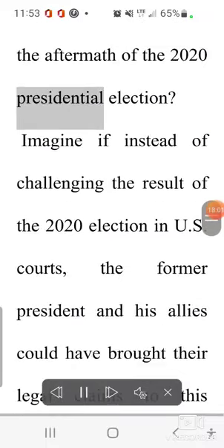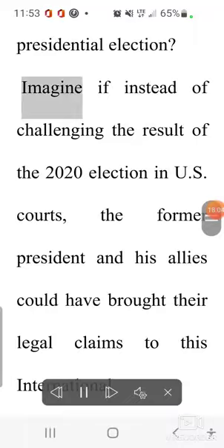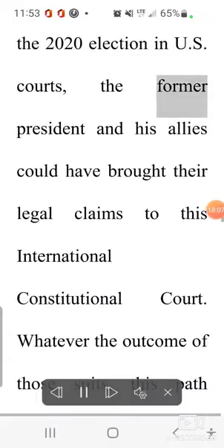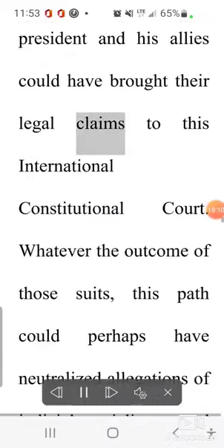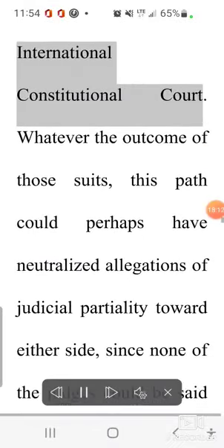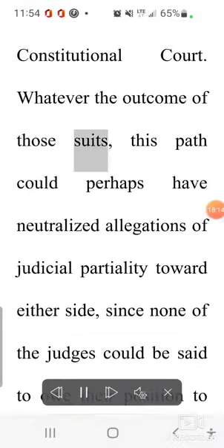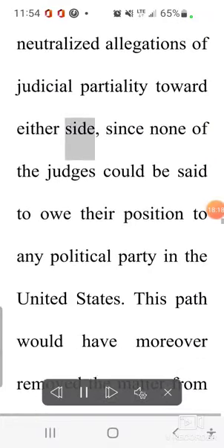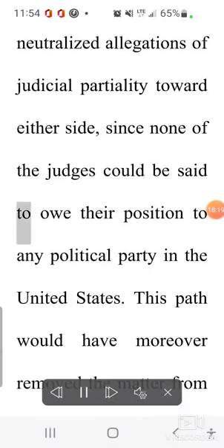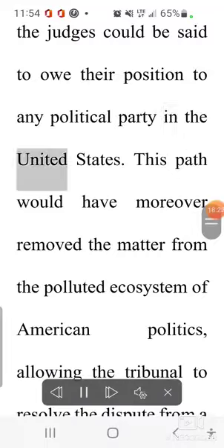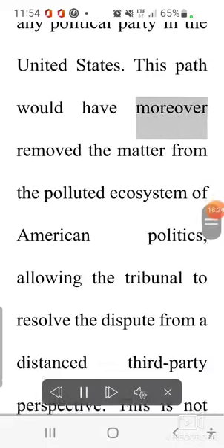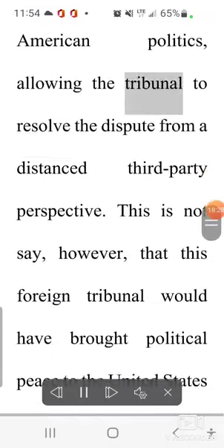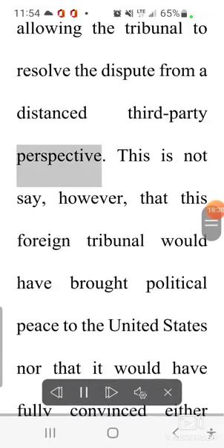Imagine if instead of challenging the result of the 2020 election in U.S. courts, the former president and his allies could have brought their legal claims to this international constitutional court. Whatever the outcome of those suits, this path could perhaps have neutralized allegations of judicial partiality toward either side, since none of the judges could be said to owe their position to any political party in the United States. This path would have moreover removed the matter from the polluted ecosystem of American politics, allowing the tribunal to resolve the dispute from a distanced third-party perspective.